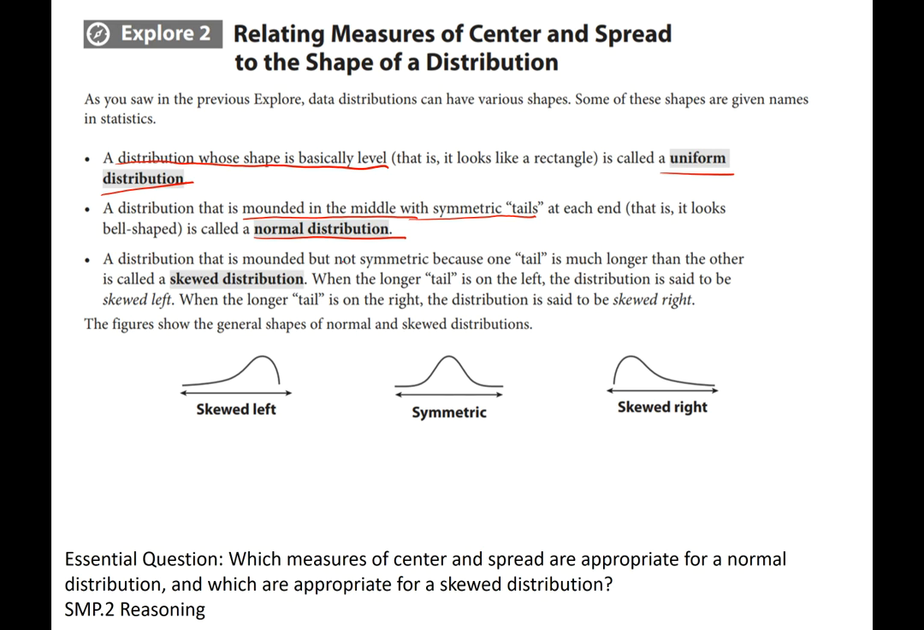A distribution that is mounded but not symmetric, because one tail is longer than the other, is a skewed distribution. When the longer tail is on the left, it is said to be skewed left. When the longer tail is on the right, it's said to be skewed right. The figures show the general shapes of a normal and skewed distribution. So skewed left, symmetric, which is the normal, and skewed right.